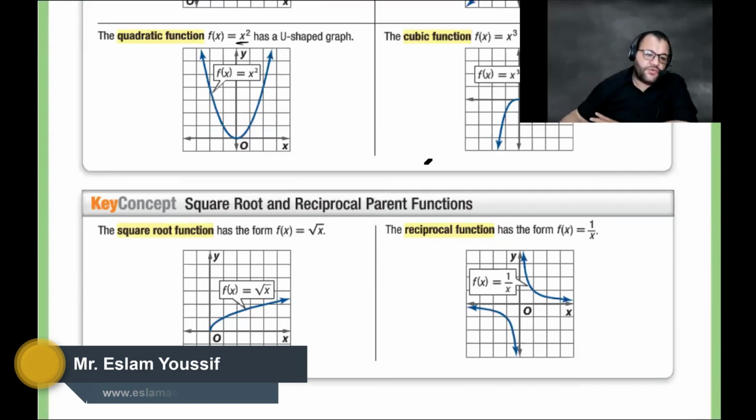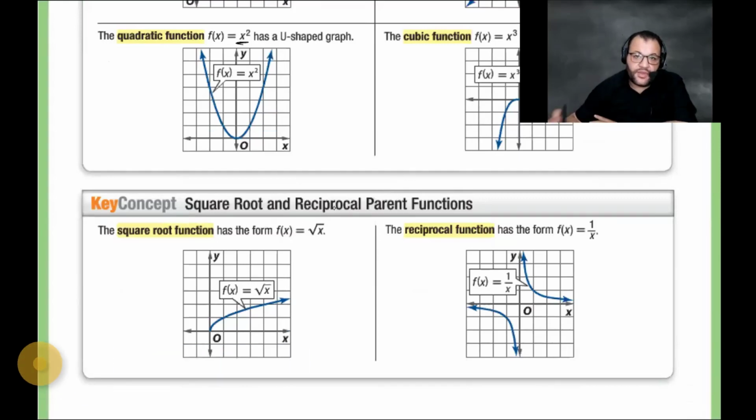After that, the square root function and the reciprocal function. The square root function is defined by the parent form f of x equals the square root of x, and that is the graph for the square root function. If you remember in Algebra 1, we know how we can graph this function. The reciprocal function, that is the graph for the reciprocal function, and it's written as f of x equals 1 over x. So those are the main 6 functions that we are solving.